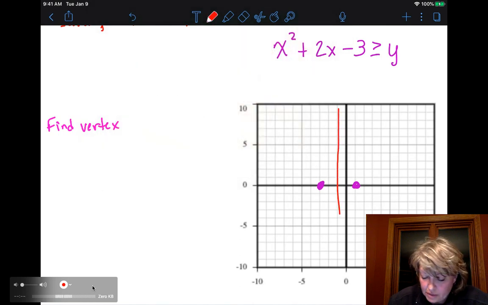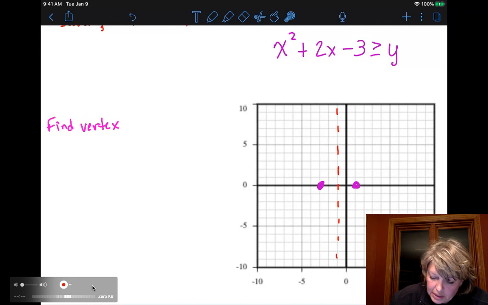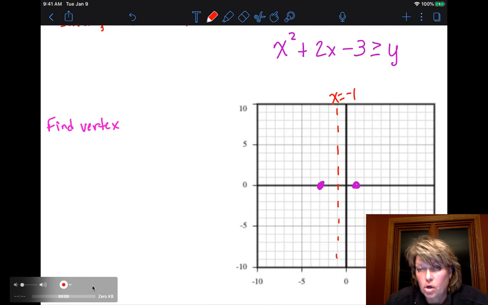So when we're looking for our axis of symmetry, it's going to be right down the middle. If you can find that without doing any work whatsoever, fabulous. Sketch it in there, right down the middle between the two x-intercepts. In this case, that's going to occur at x equals negative 1. Now remember, that's a vertical line. It's all the ordered pairs that have an x value of negative 1.